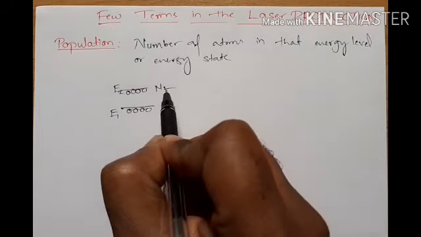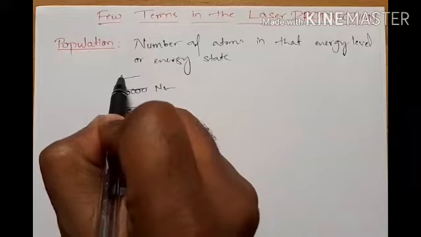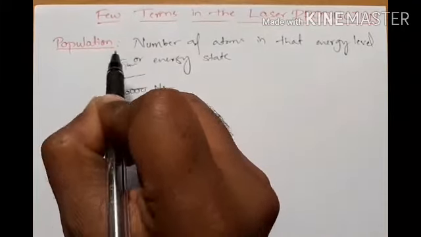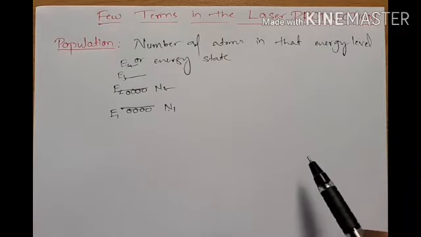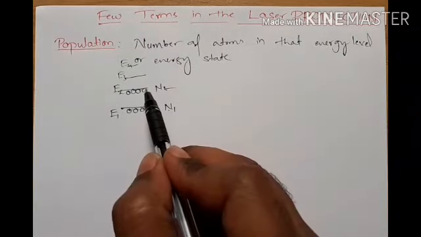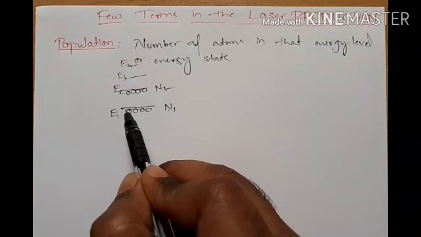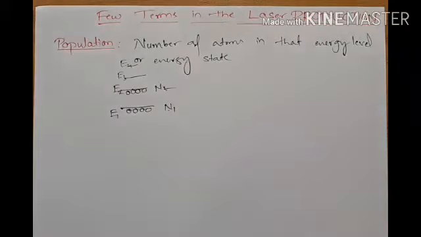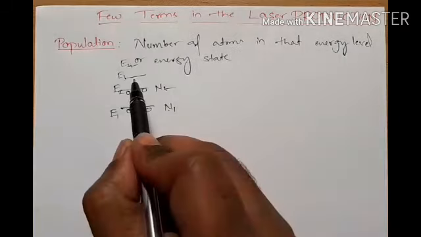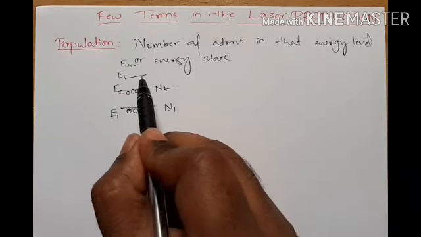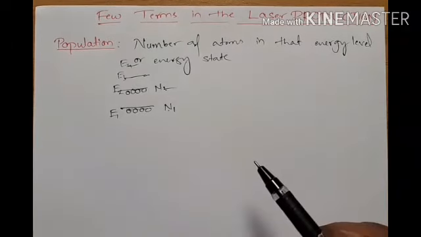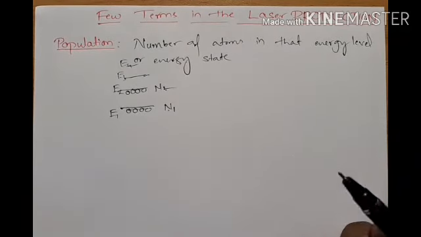In the same way, it may have E3, then E4. There will be so many energy levels. For our purpose, for simplicity, we have taken only two states, the E1 state and the E2 state. So there will be many states, and the particular number of atoms will indicate the population of that particular state.